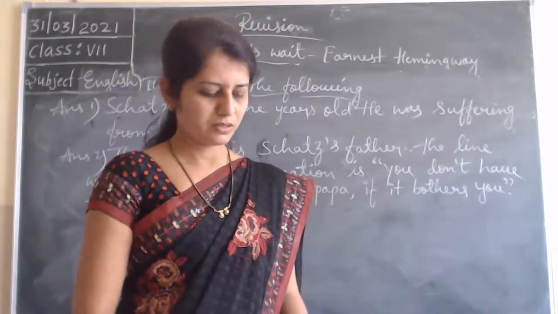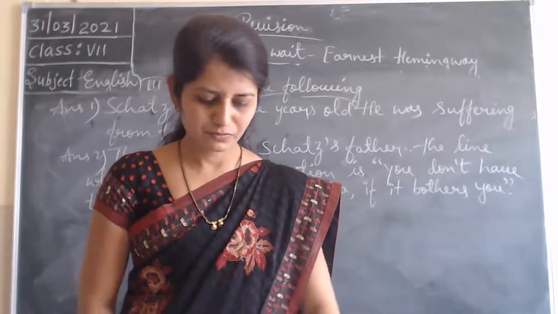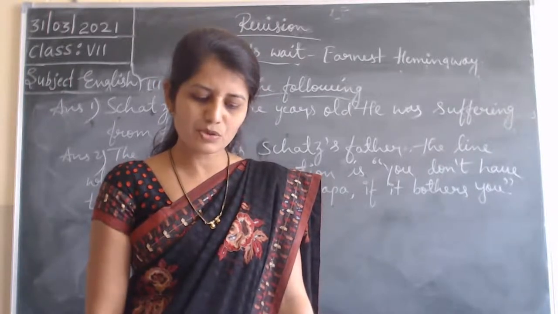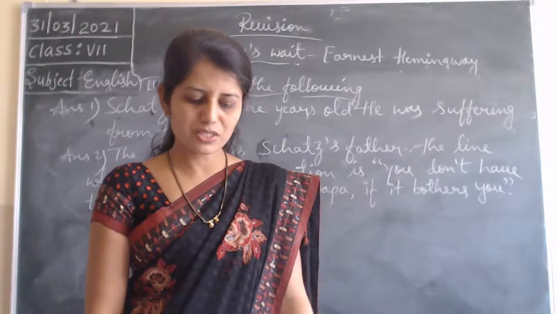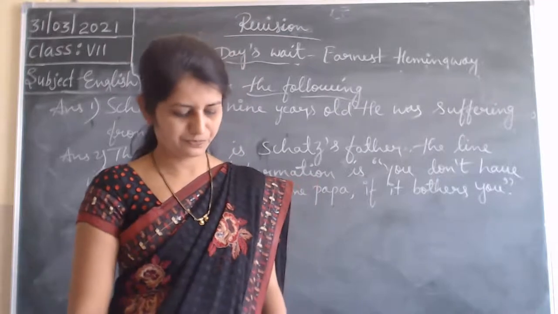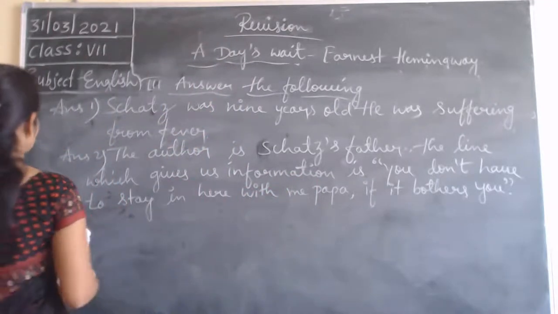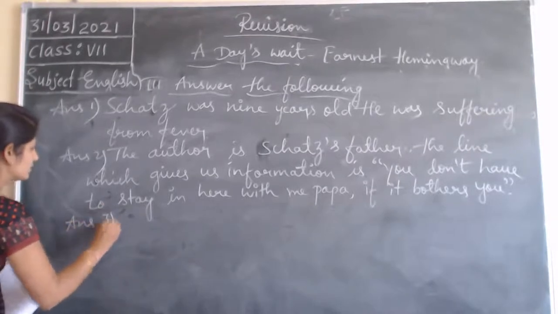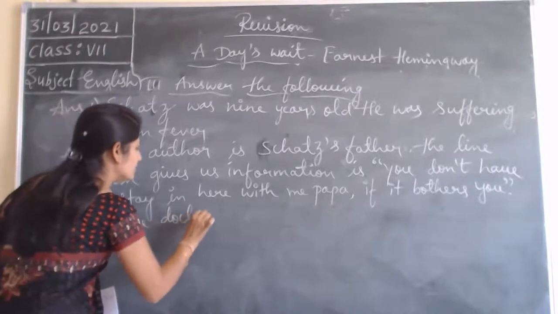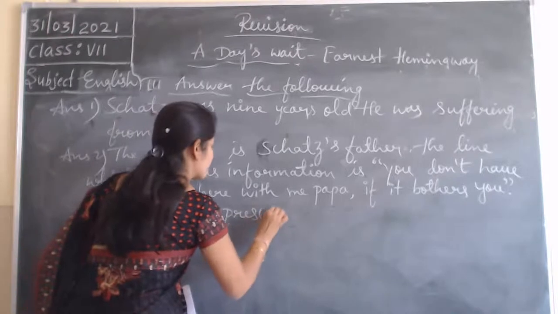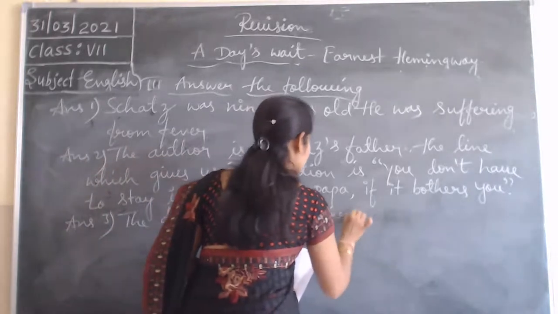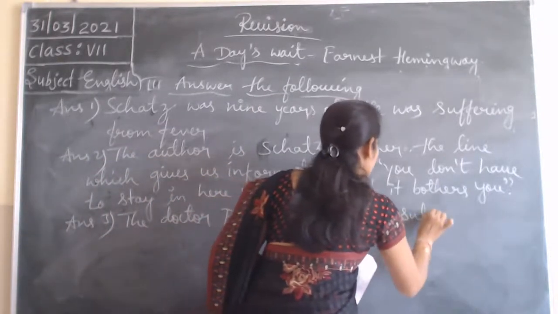Next we'll go for third question, children. What is the third question? How many capsules did the doctor prescribe? State the purpose of each one. The third answer is, the doctor prescribed three capsules. How many capsules? Three capsules.